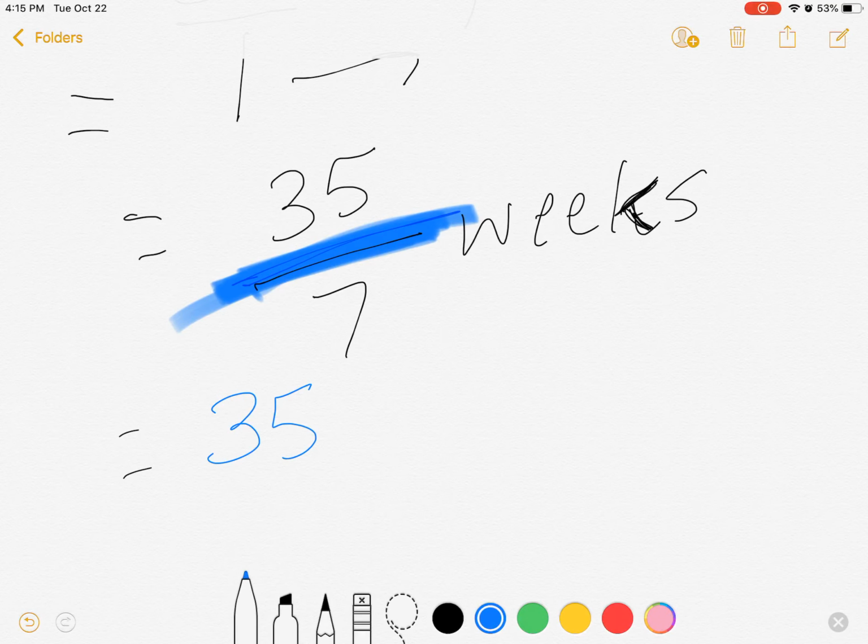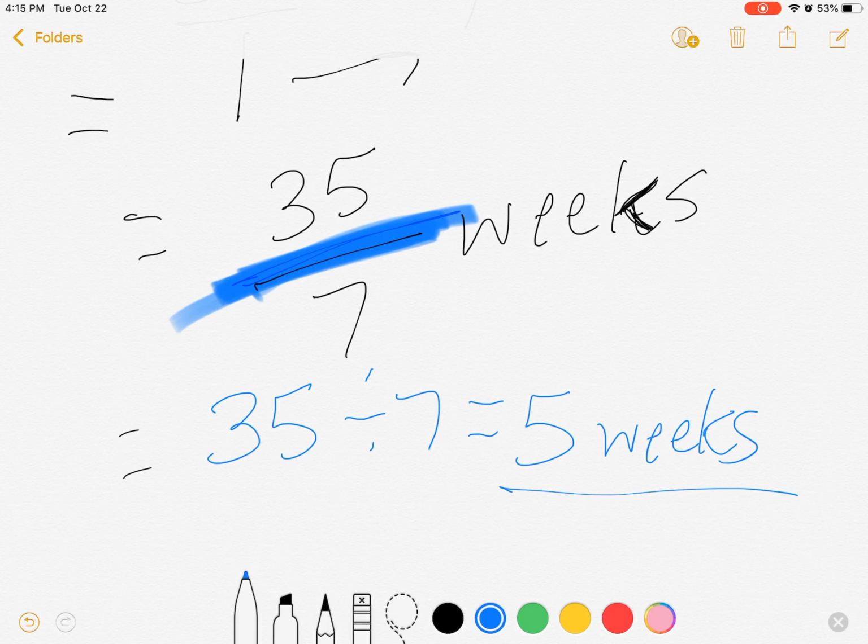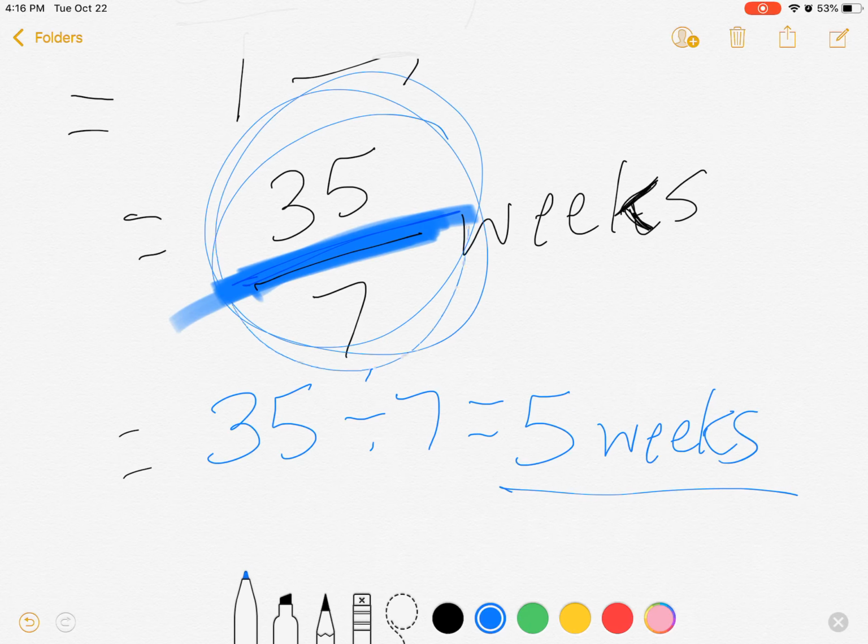So 35 divided by 7 equals what, girls? 5. So our answer is 5 weeks. And that makes much more sense to us than 35 over 7. So if you get your fraction, remember to divide.